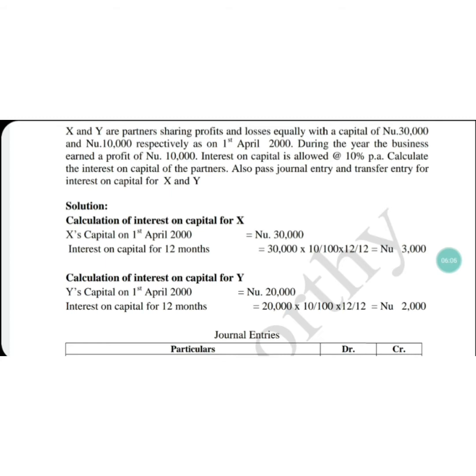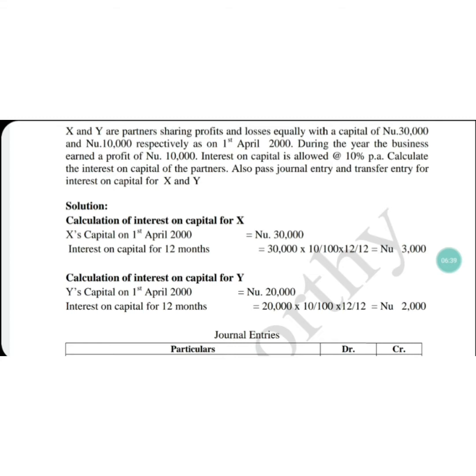If the business has used this capital for 8 months, 8 divided by 12. If the business has used this capital for 6 months only, then it has to be calculated 6 divided by 12. But according to this question, the capital has been used by the business for 12 months. The rate of interest is 10%, that is 10 divided by 100, and the capital is 30,000. So it comes to 3,000.